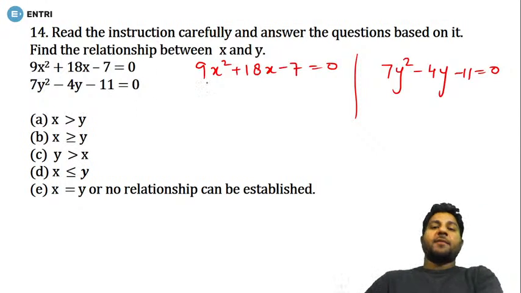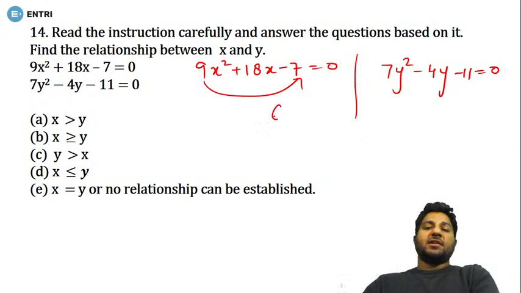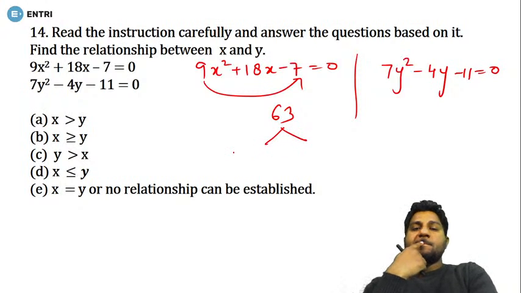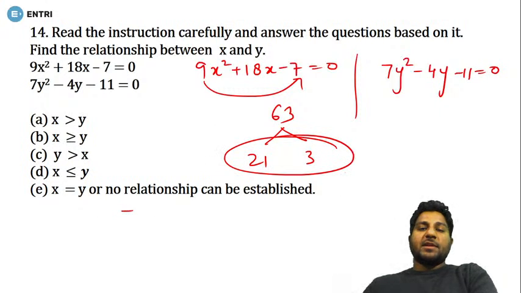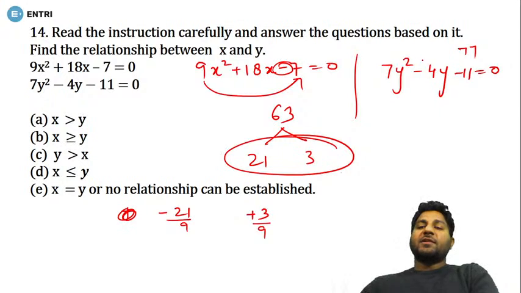Okay, let me check. 9 sevens are 63, and 21 threes are 63 as well. So the relationship will establish minus 21 plus 3, divided by 9. Now 7 elevens are 77. Minus minus means you cannot solve this question.